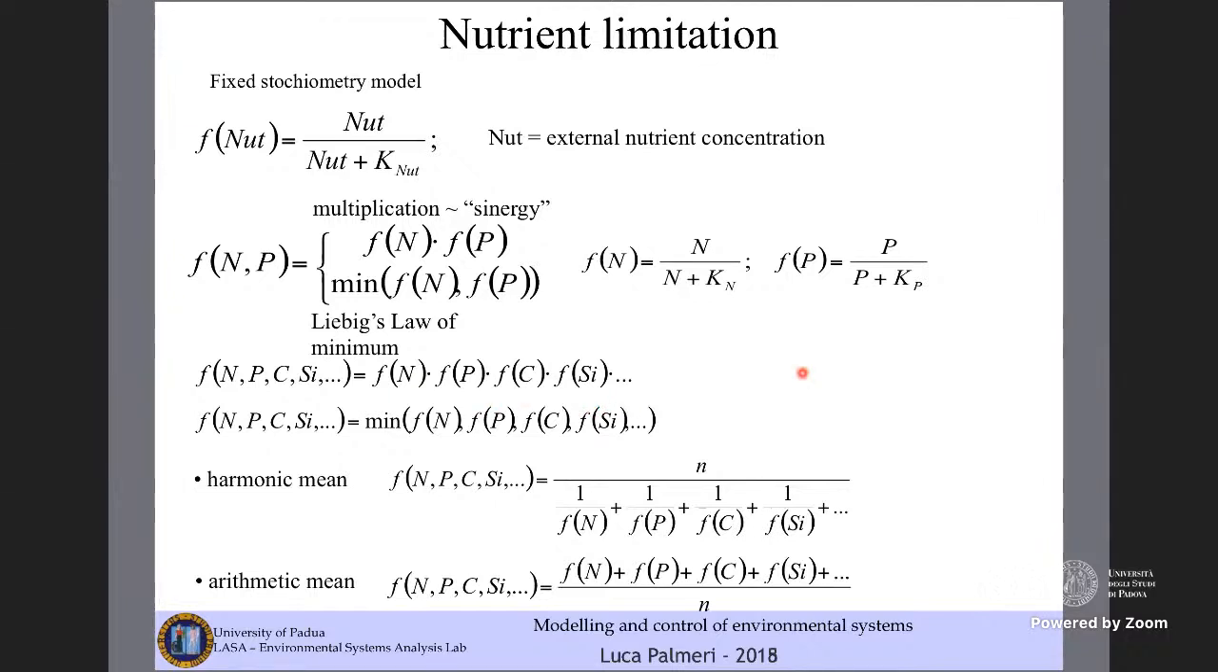Again, there are several ways, but there are three main ways of combining these limiting effects. The first one is multiplication. The second one is Liebig's law of minimum. The third one is taking a harmonic mean, or taking the classical arithmetic mean. I remind you that in these cases, the limiting functions, for example the cases we are presenting here, are all described by Michaelis-Menten approaches.